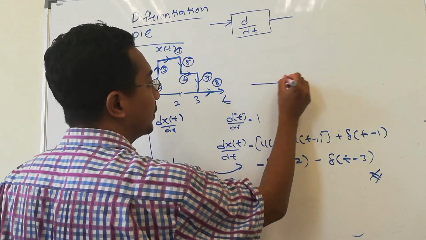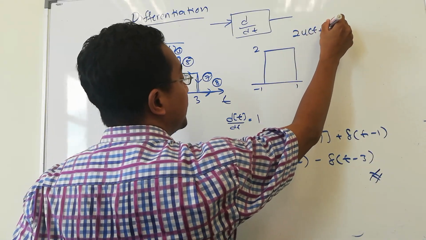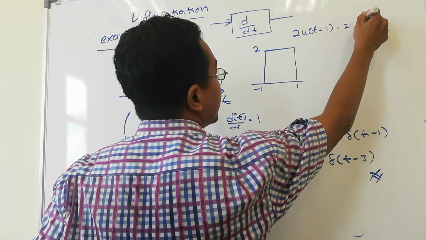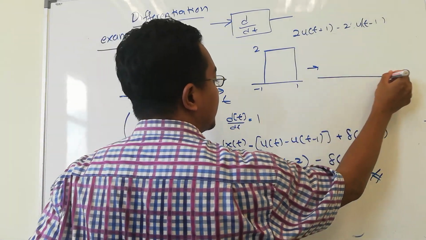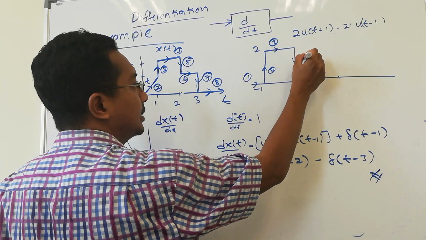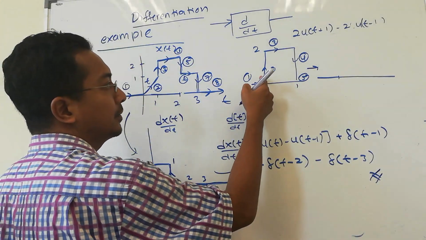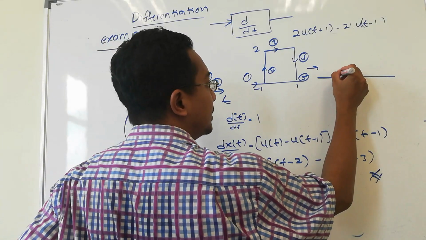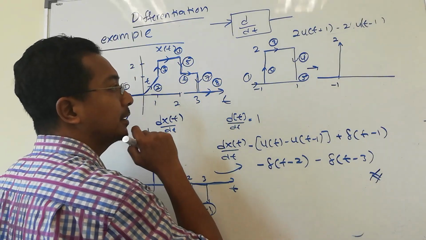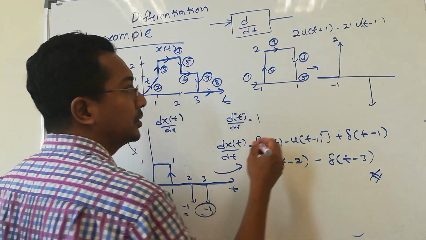For example, if you have 2u(t+1) minus 2u(t-1), when you differentiate this in the graphical method, the graph will be like this. You have the first section, second section, third section, fourth section, and the last one is the fifth section. The first section, differentiation of 0 gives you 0. Then you have a transition here, increased by 2, so for section 3 you get an impulse function. Then it goes down, so you get a negative impulse function, and because it decreased by 2, the amplitude is negative 2. Then section 5 becomes 0.